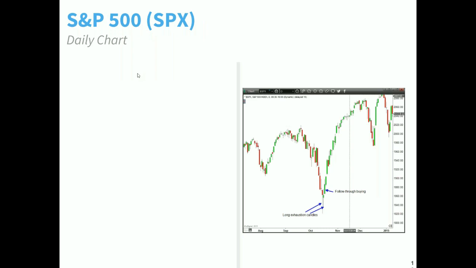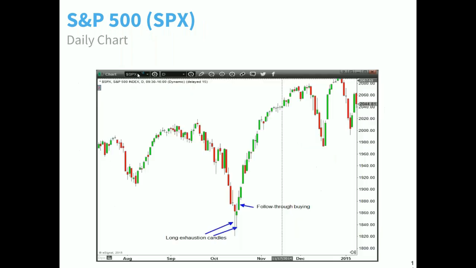So let's have a look at a couple of different charts here to give you a better illustration of all this. Here's the S&P 500, and you can see we had quite a sharp sell-off at this point in time, and at some point we ended up seeing these visually exhausting candles. You can see the sellers tried their very best to push that market lower for a couple days in a row, and you can see these long exhaustion candles, right?